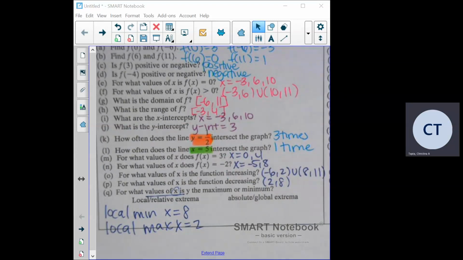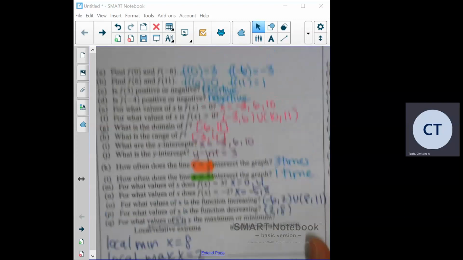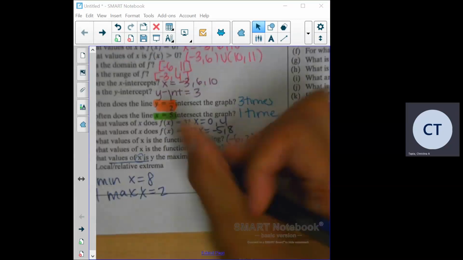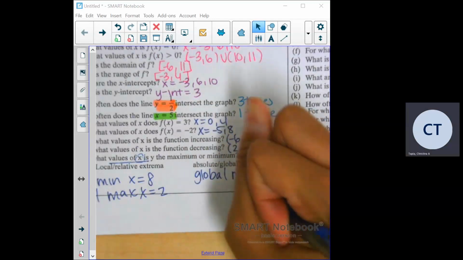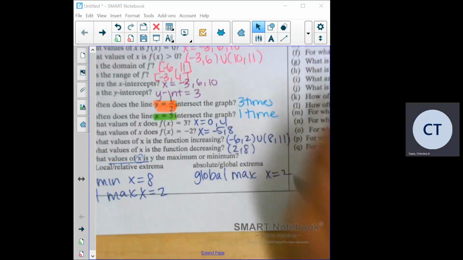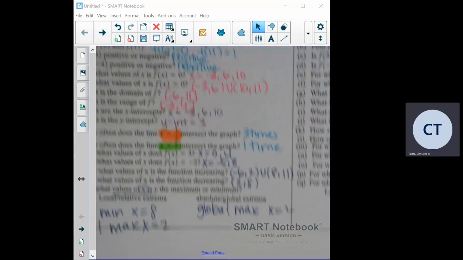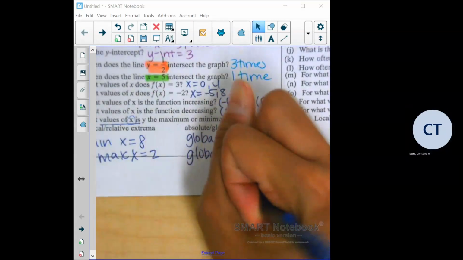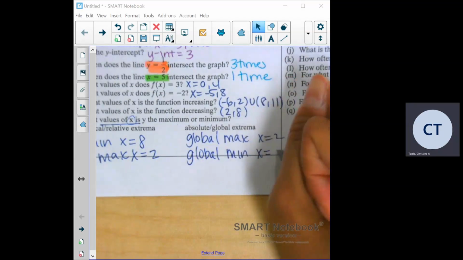For your absolute maximum and minimum, you're looking across the entire graph. So now you're including the endpoints. Looking at the entire graph, what's the global maximum? What's the absolute highest point on this graph? It's still 2, 4, but I'm only going to use the x value, so 2. So down here, I'm going to write my global maximum is x equals 2. What about my global minimum? What's the absolute lowest point? We can include the endpoints this time. -6. So for my global minimum, I'm going to write x equals -6.